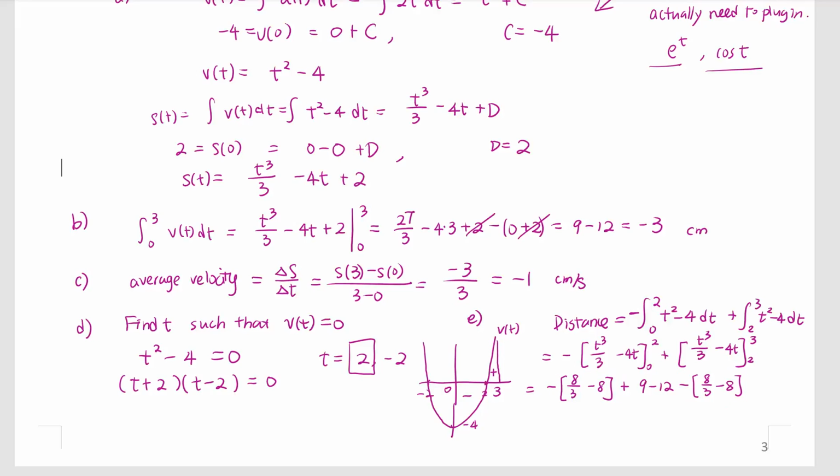So that will give us minus 2 copies, so 16 over 3, and then plus 2 copies of 8, which is 16. 9 minus 12 is negative 3. Okay, 16 minus 3 is 13. 13 is like 39 over 3, right? Minus 16. Well, that's 23 over 3. So this is the distance. Okay, and distance is in centimeters. So far, so good, everybody?